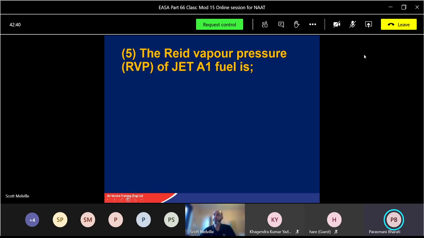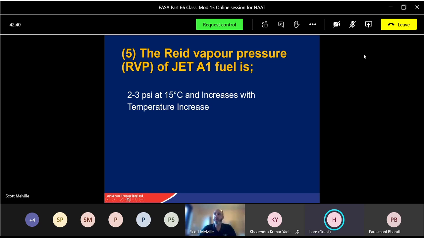Number 5, the Reid vapor pressure of a Jet A1 fuel is. Now, it's not in your book anymore, but it's just a bit of background. Remember the pressure involved in that? Yeah, just a small amount of PSI, not much at all. 2 to 3 PSI at standard sea level temperature, and it increases with temperature increase. Just remember what Reid vapor pressure is: the pressure at which an aircraft fuel will ignite at a certain temperature.